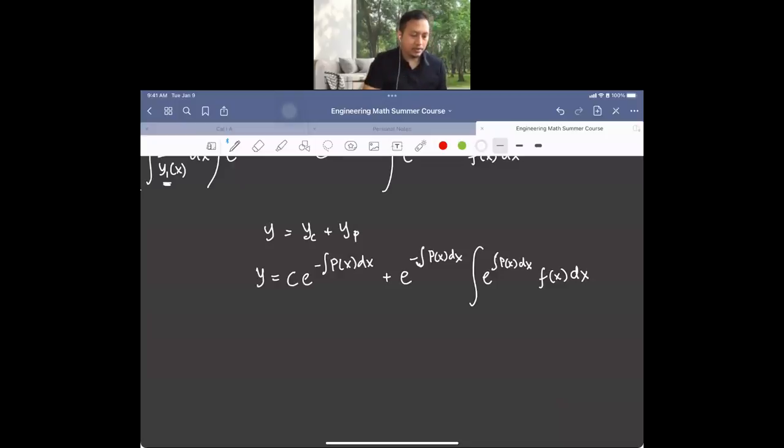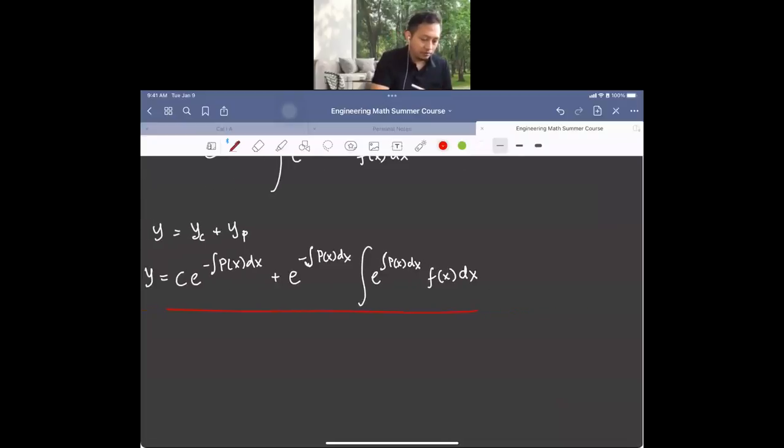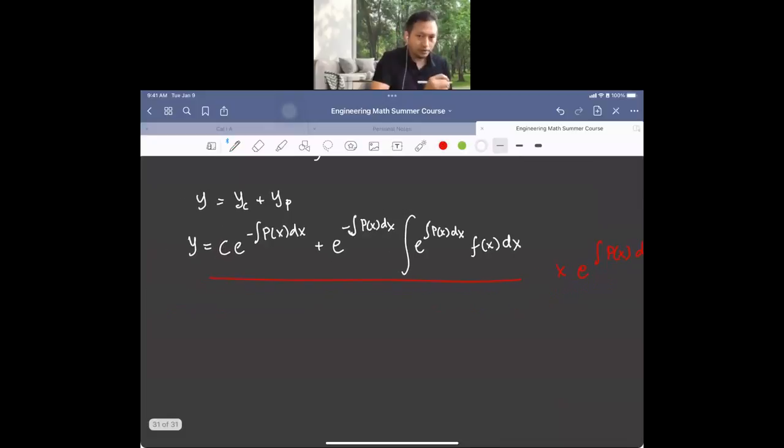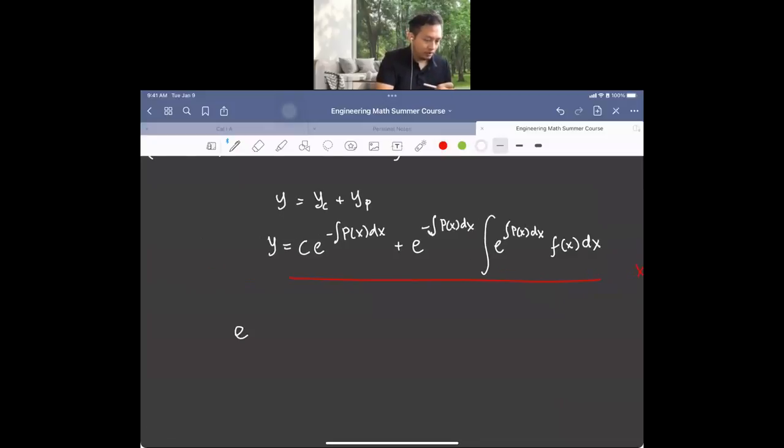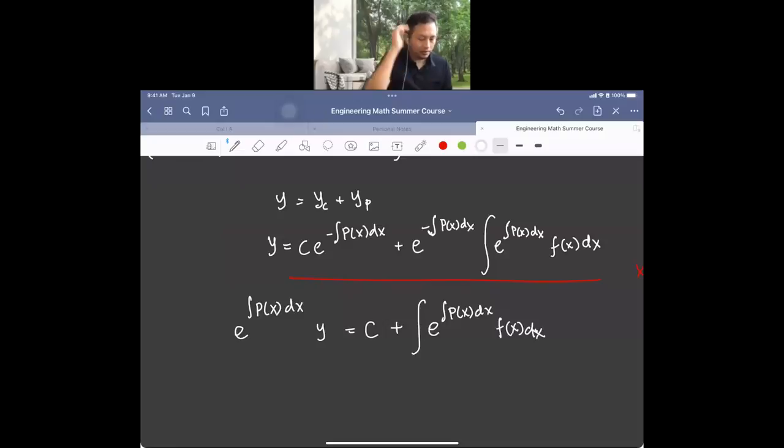Now if we multiply with e to the integral of p(x) dx, then the one with the negative will be cancelled. So we will have e to the integral of p(x) dx times y equals c plus, this is cancelled, the integral of e to the integral of p(x) dx times f(x) dx.